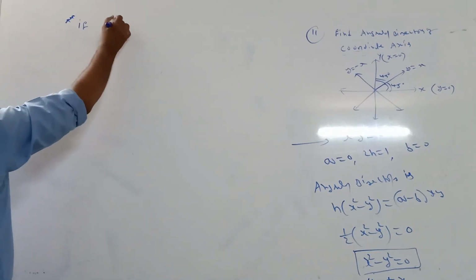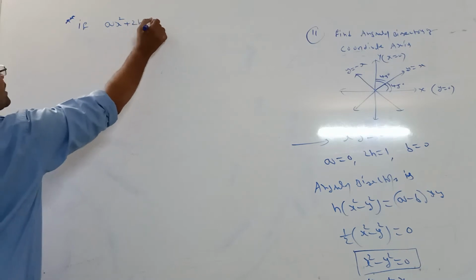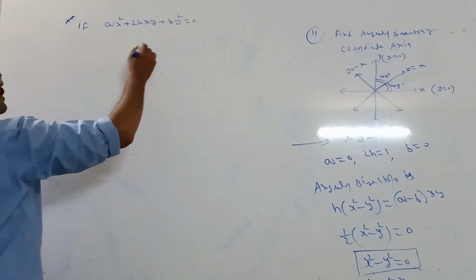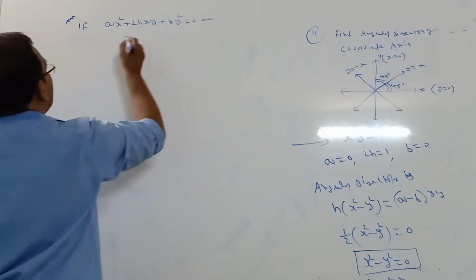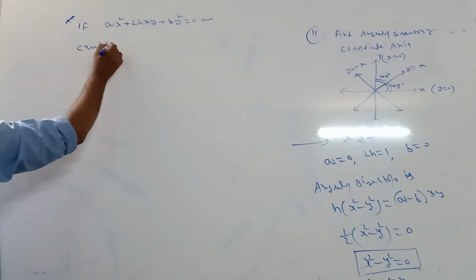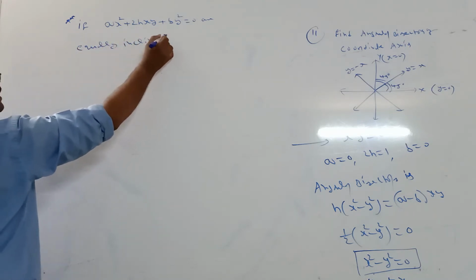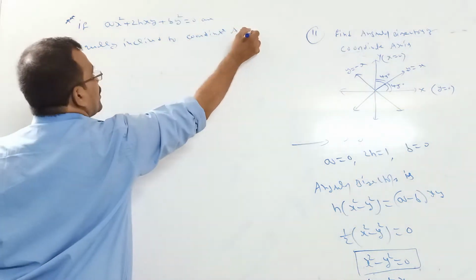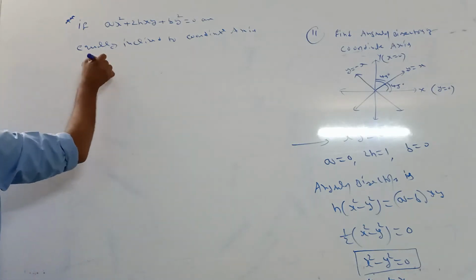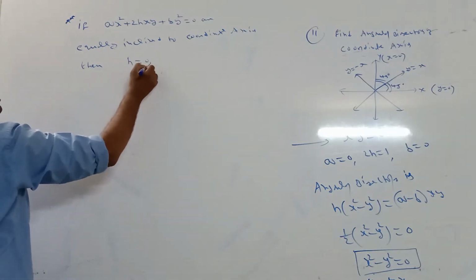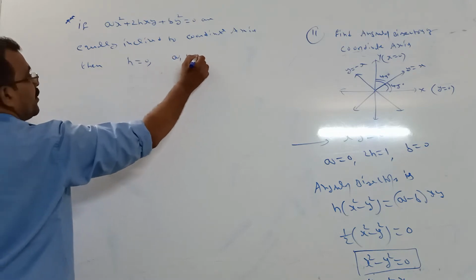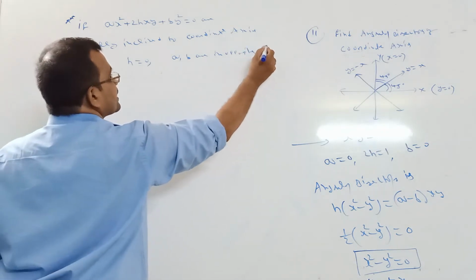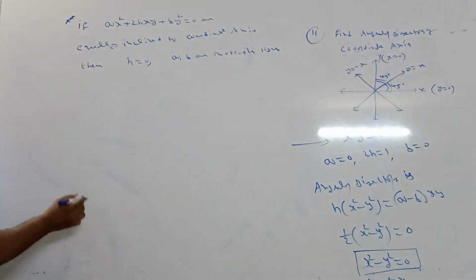If ax square plus 2hxy plus by square equal to 0 are equally inclined to the coordinate axis, then h equal to 0 and a, b are of opposite signs.